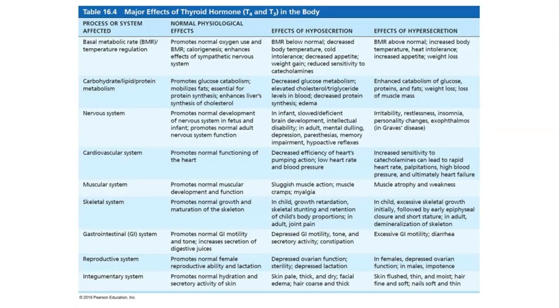A quick scan of the other functions of thyroid hormone, and we see that in places like the nervous system, it is critical in promoting normal development of, in particular, the fetal and infant nervous systems, and in adults it helps to promote normal nervous system functioning. In the cardiovascular system, it is important in maintaining proper heart rate as well as proper blood pressure. And thyroid hormone also promotes normal development of the skeleton as well as the muscular system. And finally, in the female reproductive system, it promotes normal reproductive ability as well as lactation.